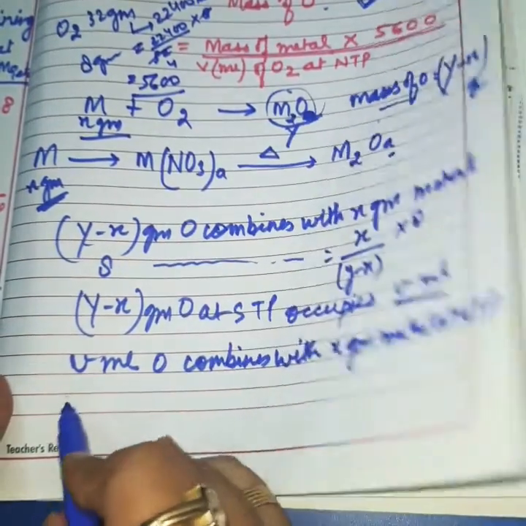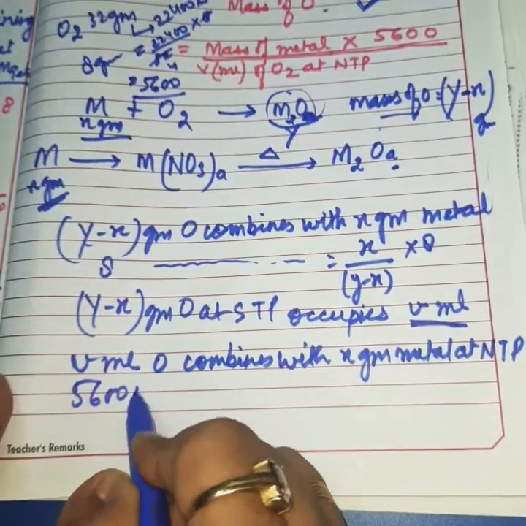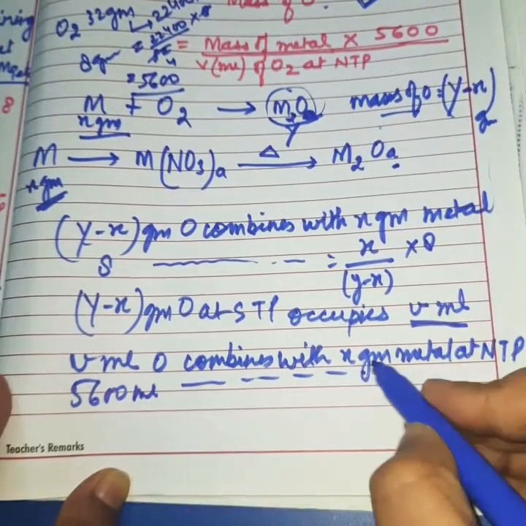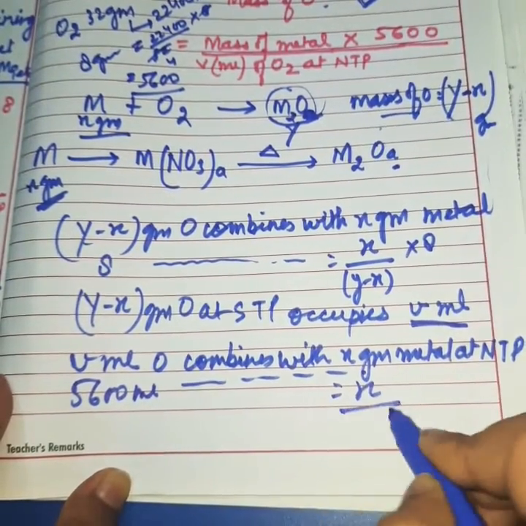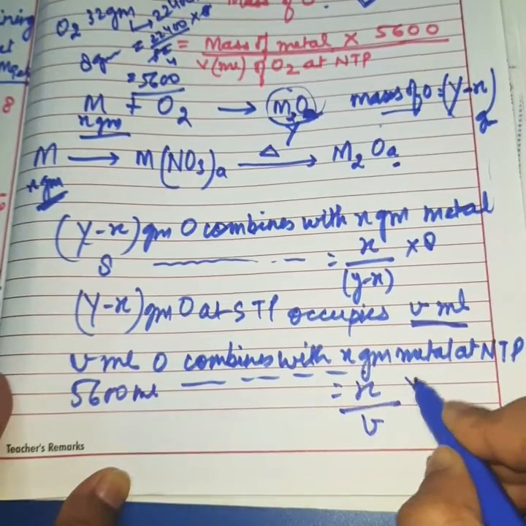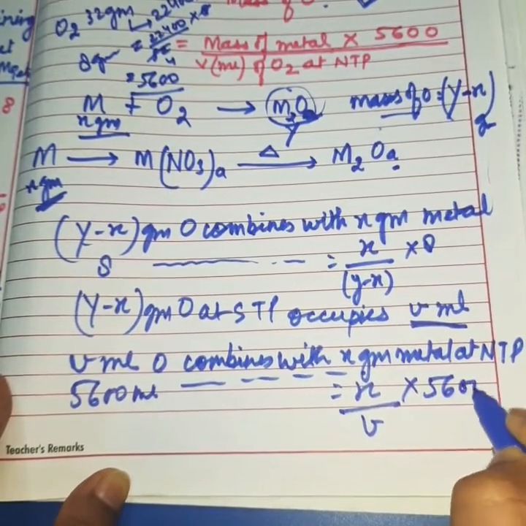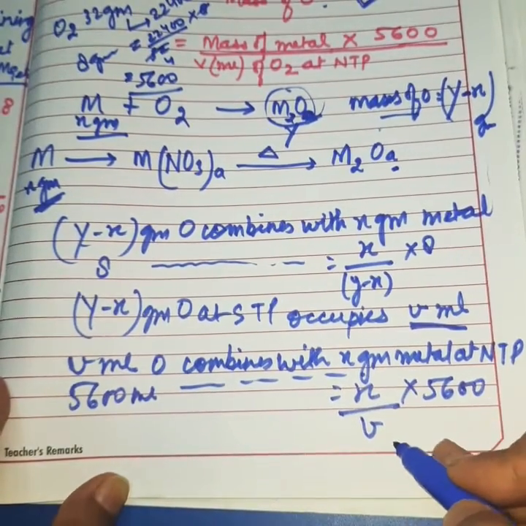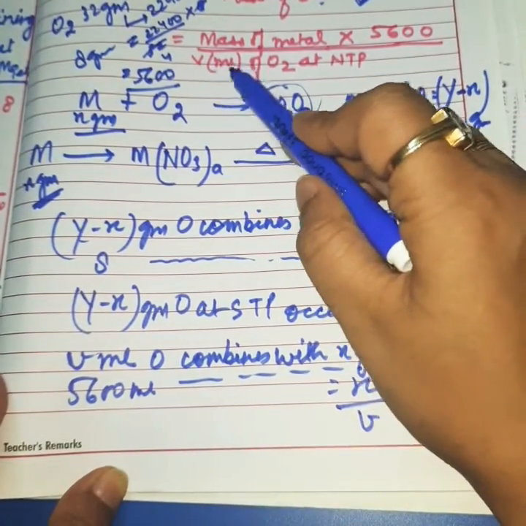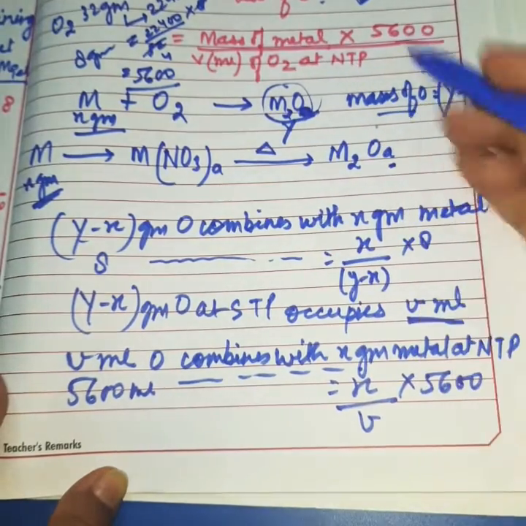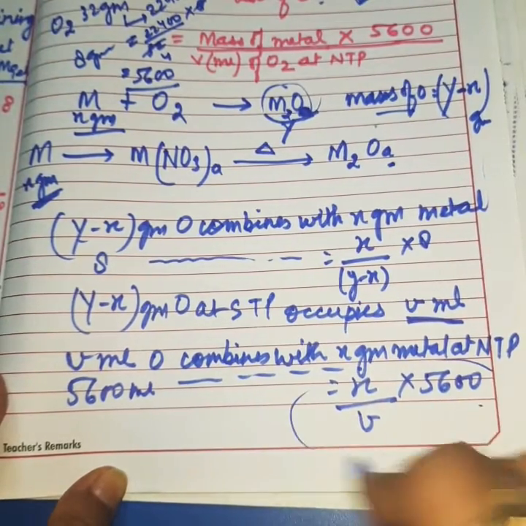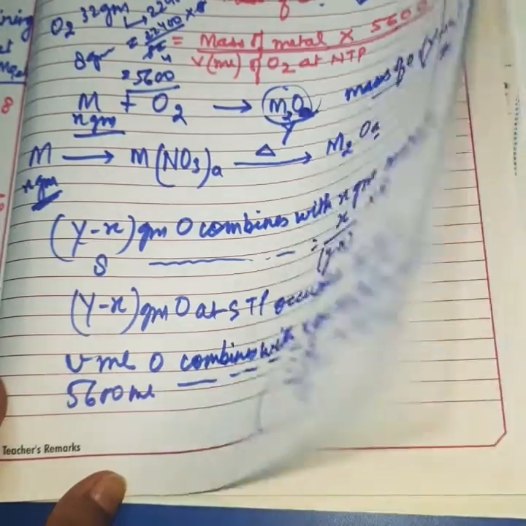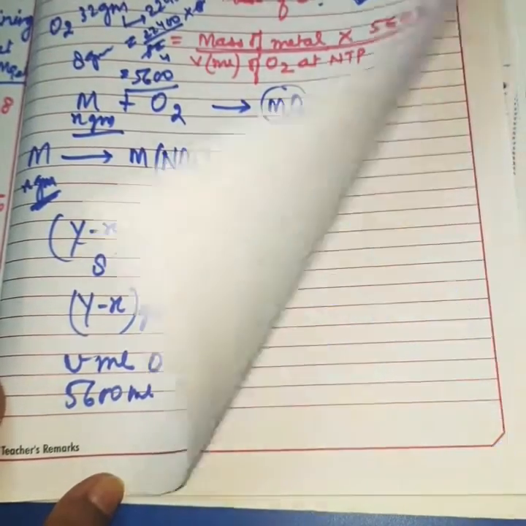Alright, so 5,600 ml oxygen will combine with X upon V into 5,600. What is X? X is mass of metal. What is V? V is the volume in ml of oxygen at STP, multiplied by 5,600. I hope this formula is also understood by all of you.